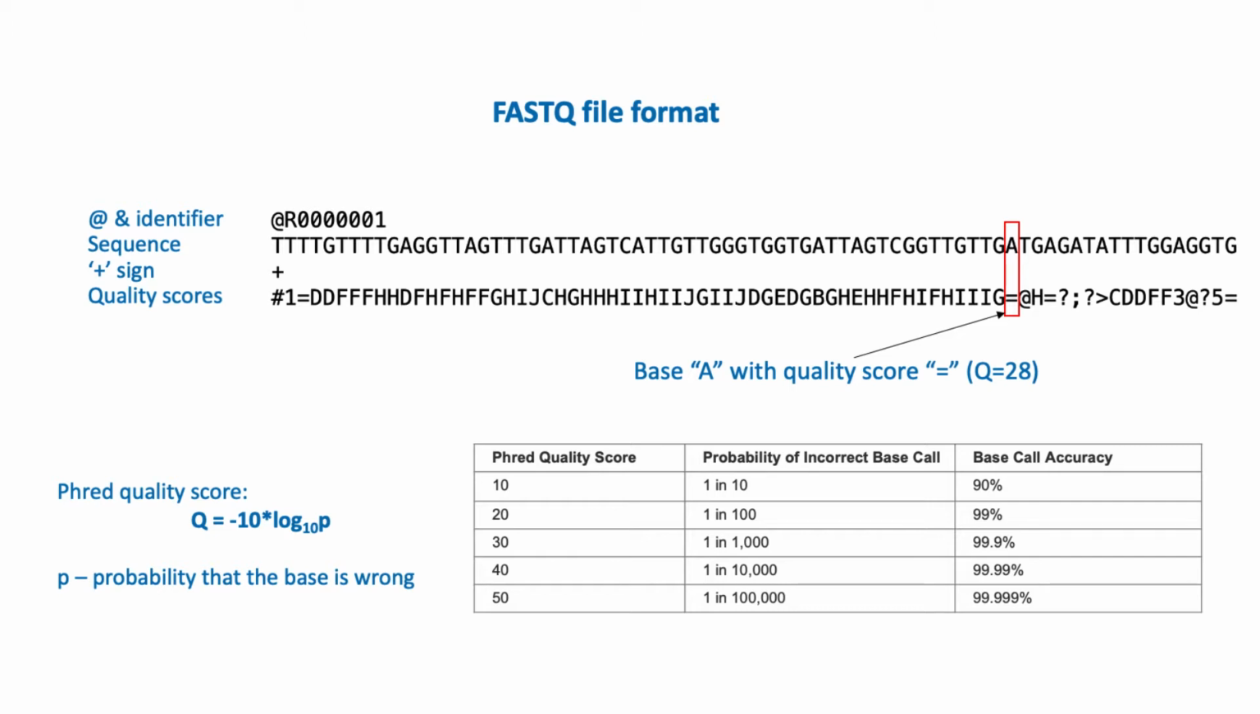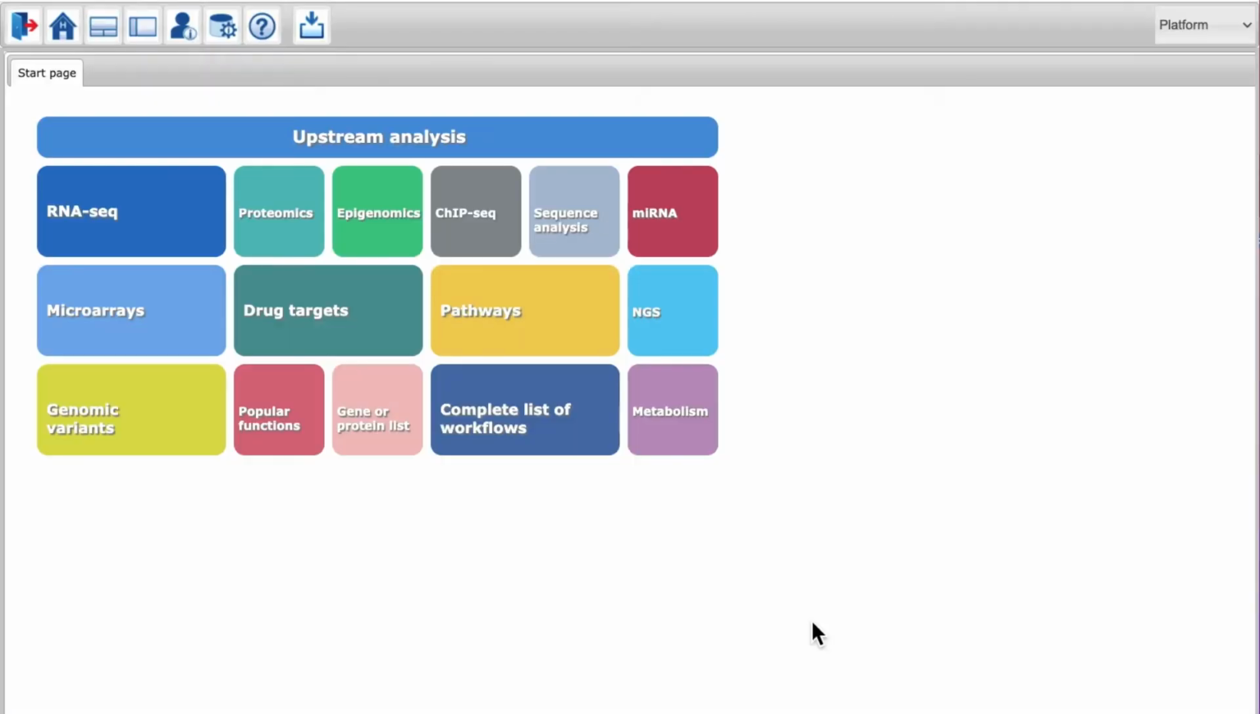Fortunately, there is no need to manually check every single score in a file. There exist tools that summarize FASTQ content for easier inspection. Let's see how to use such a tool inside the geneXplain platform.